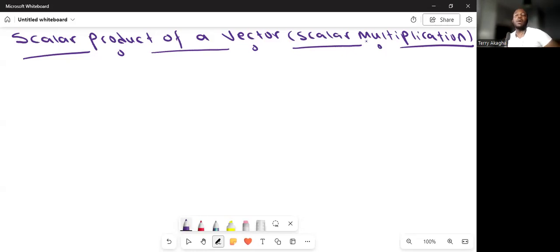So we're going to talk about scalar product of a vector. Some textbooks also call it scalar multiplication. So we're going to discuss how to find the scalar product of a vector.